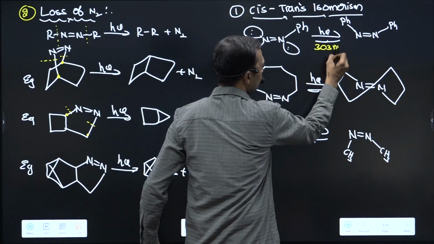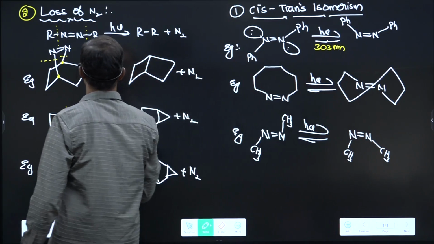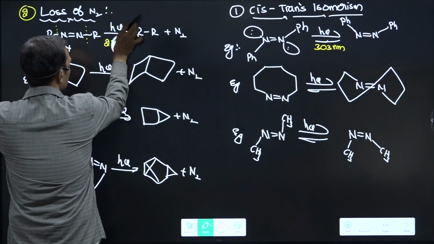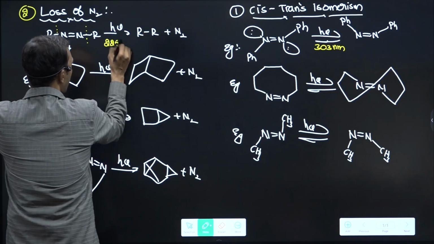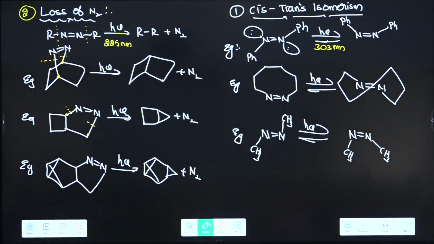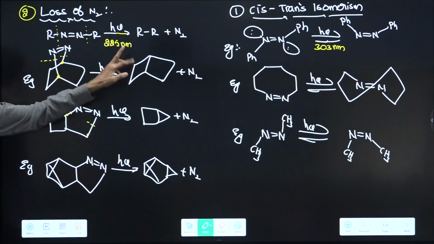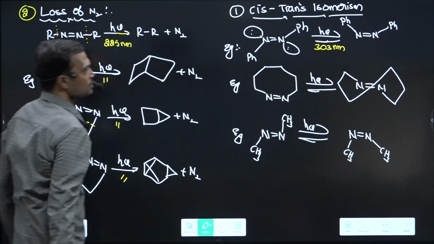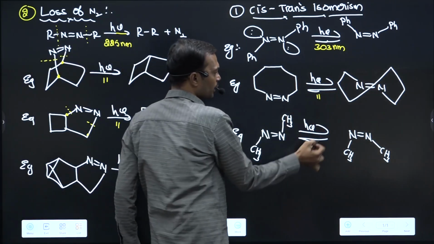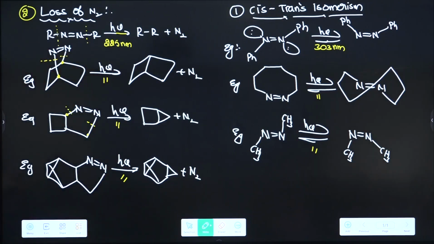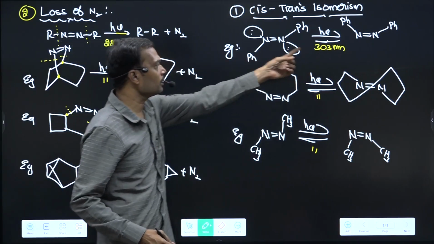So mostly 303 nanometers. So this is around 225. If the wavelength is not mentioned, then both are possible. So these are all around 220, 230 like that. And this is around 300. All are around 300. Cis-trans is possible at low energy lambda, not low wavelength, low energy lambda. This is low energy lambda, and here high energy lambda.